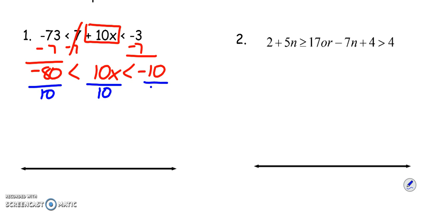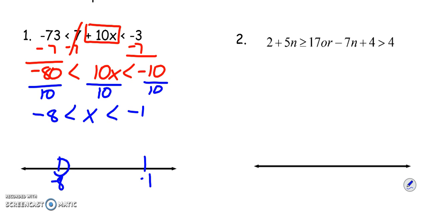And instead of dividing just 2 things, I'm going to divide all 3. So I have -8 less than x less than -1. So it's sandwiched in here in the middle, so that's an and. So we need the overlapping stuff. So our -8 is here, our -1 is here.